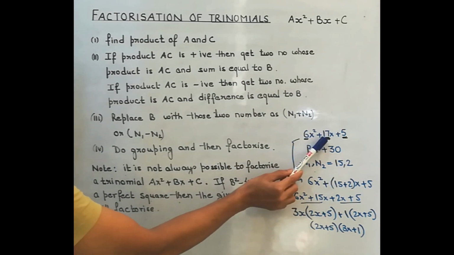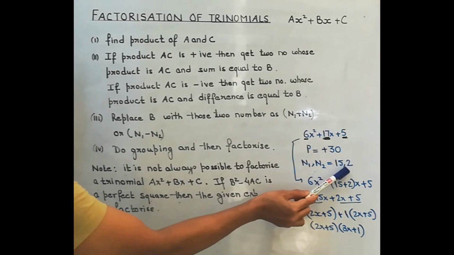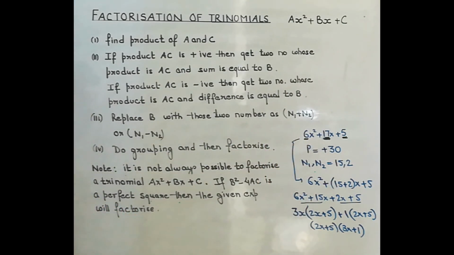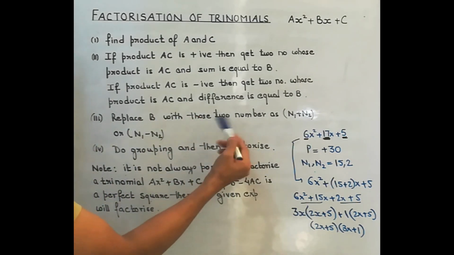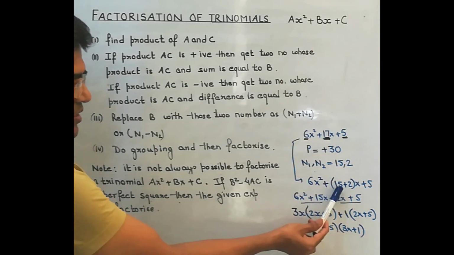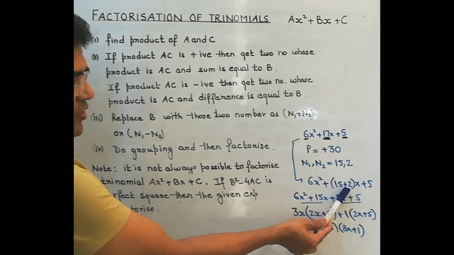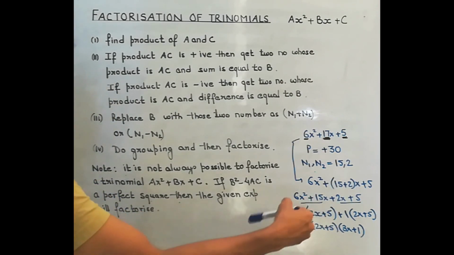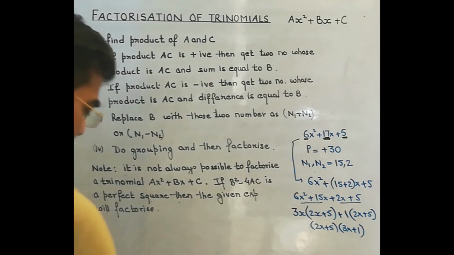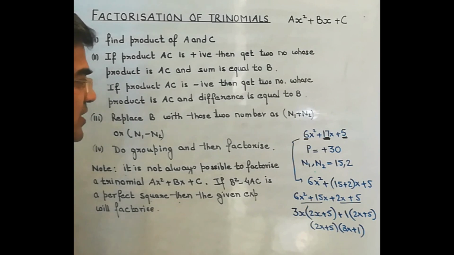Here B is 17. So these two numbers on multiplication will give 30 and on addition will give us 17. Third step says replace B with these two numbers as n1 plus n2. So B was 17, and 17 has been replaced with these two numbers n1 plus n2. Then open the bracket and do the grouping to factorize it. Hope this is clear to you. Let us take one more example. Now this was the example when we got the product positive.